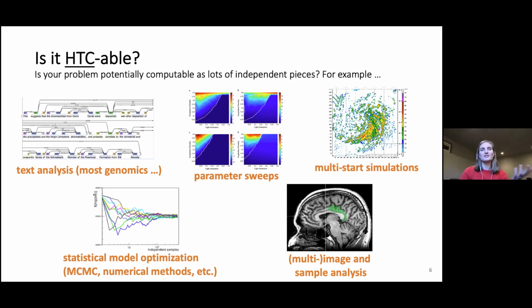And then one that tends to also be really obvious to our researchers is if they've got multiple images or other types of samples that get independently analyzed and then results sort of brought together at a later stage. This can apply to not just images, but videos, where maybe different frames of what is thought of as a movie can be analyzed independently.